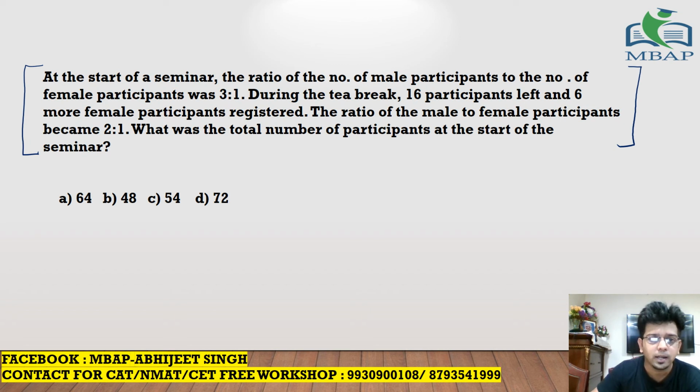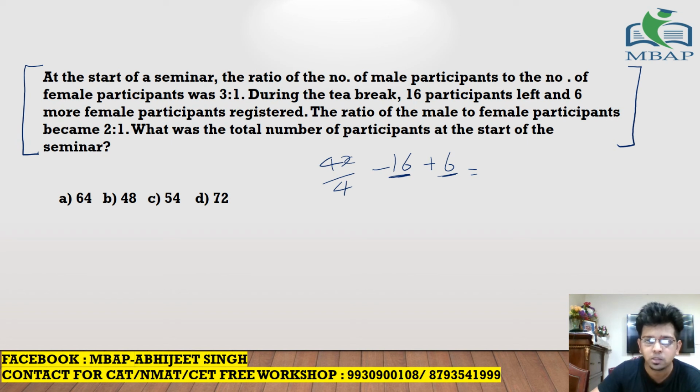The question says, at the start of the seminar, the ratio of male to female is 3:1. Can you imagine the male to be 3x and female to be 1x, and the total will be 4x, or a value divisible by 4. During the tea break, 16 participants left and 6 more female participants left. How many of the 16 were male and how many were female, you don't know, but these 6 were females.